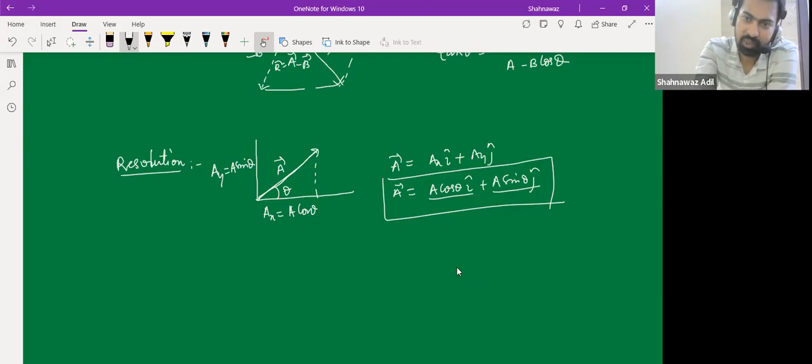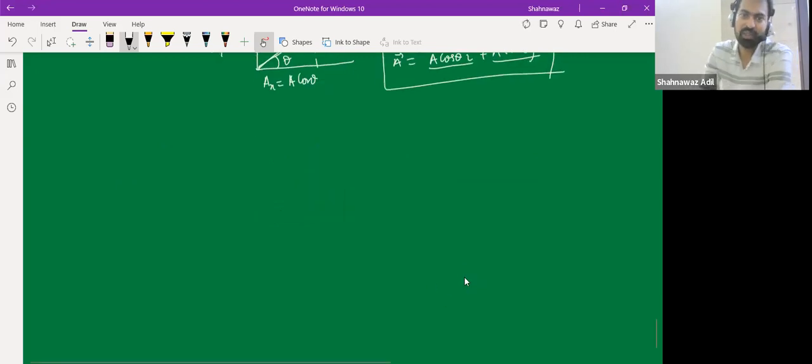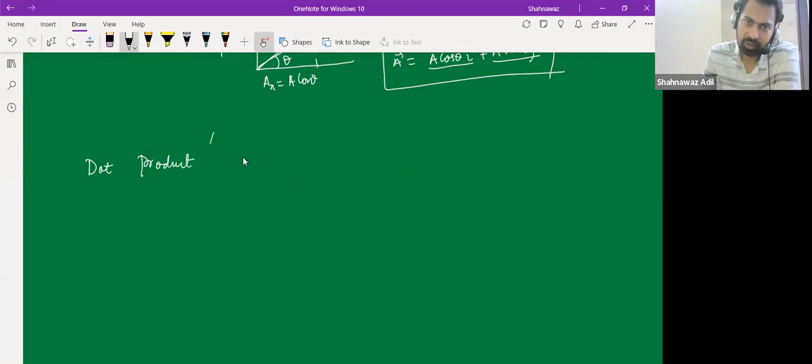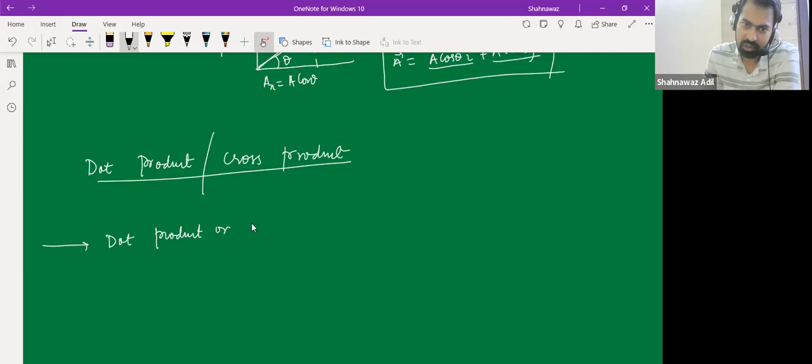So in today's class, we'll be solving questions from the dot product and then the cross product. So first, let us talk about this dot product, which is also called the scalar product.